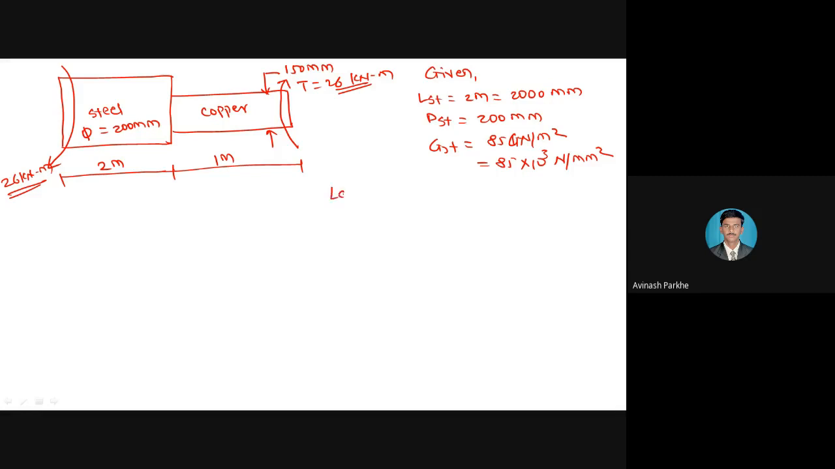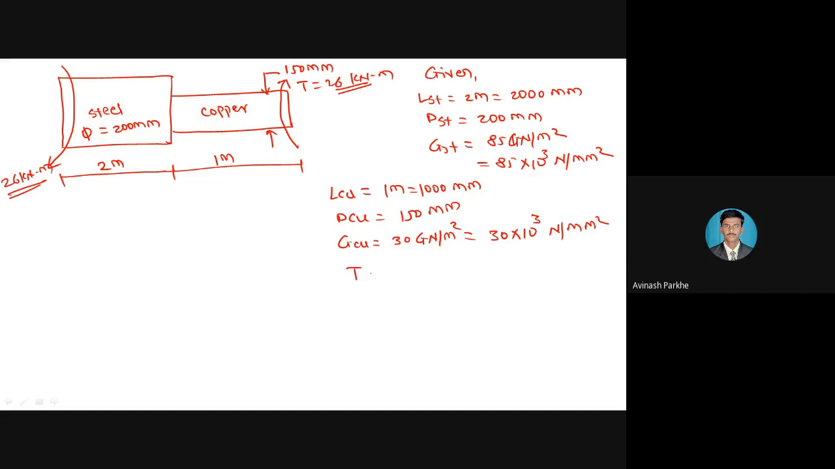Similarly, length of copper is equal to 1 meter is equal to 1000 mm. Diameter of copper is equal to 150 mm. G of copper is equal to 30 giganewton per meter square is equal to 30 into 10 raised to 3 Newton per mm square.